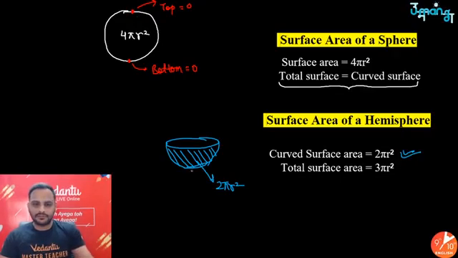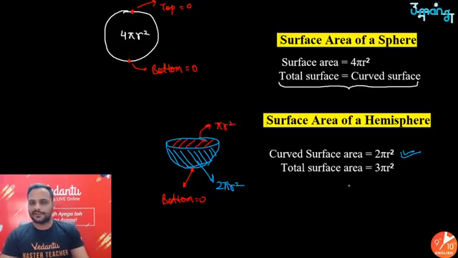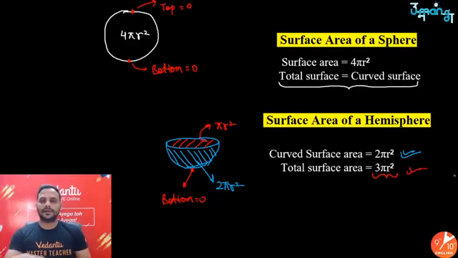Now, if I look at it, the bottom of a hemisphere is a point. So the area of the bottom is equal to 0. Then at the top there is a circular surface, so the area of the circular surface will be pi r square. So 2 pi r square plus pi r square will become 3 pi r square. Okay? 3 pi r square.